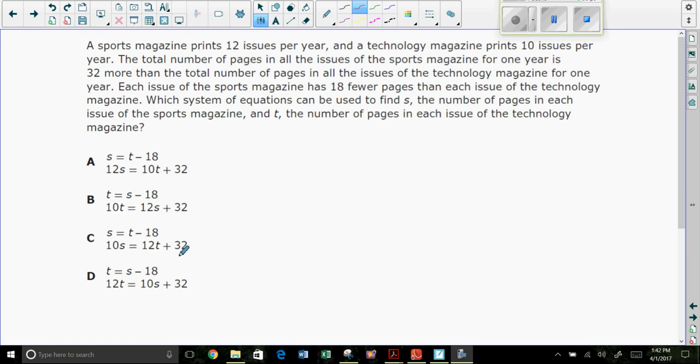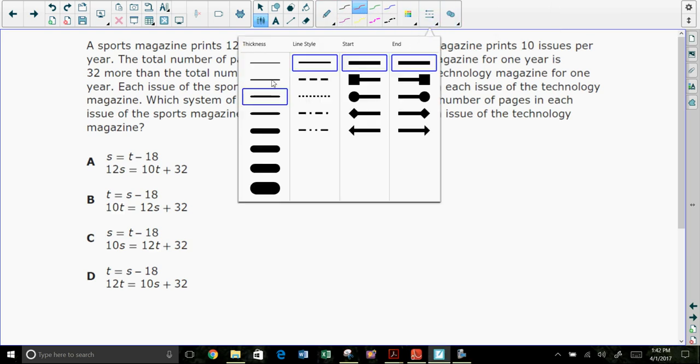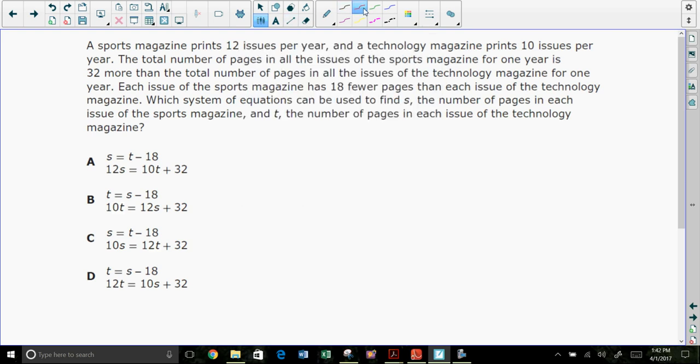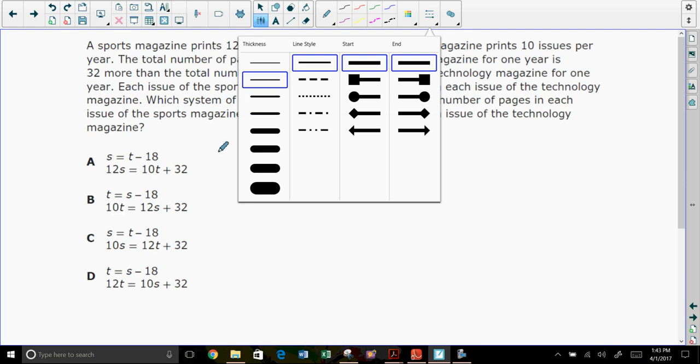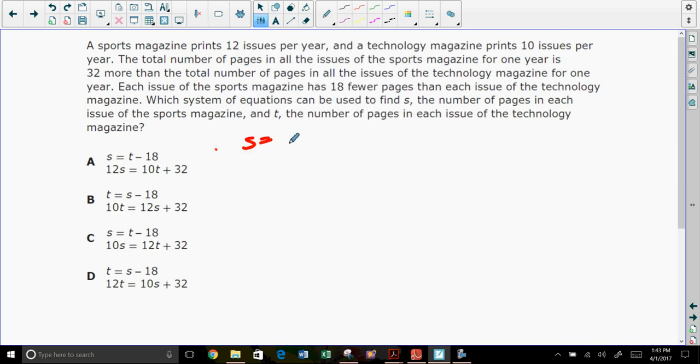Okay, looking at the choices, all they're asking us for is just a setup. So what we'll do first is I always like to label what we're working with. I'm going to write down what S and T stand for. Now, they had said that S is going to stand for the pages in the sports magazine, and T stands for the pages in the tech magazine. Alright, so I'm set right there.